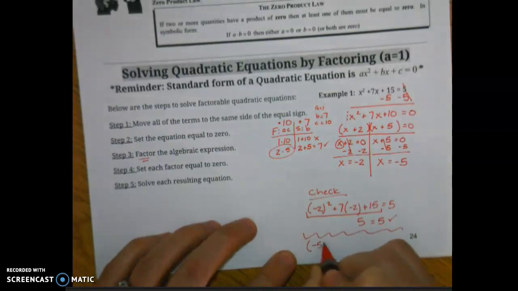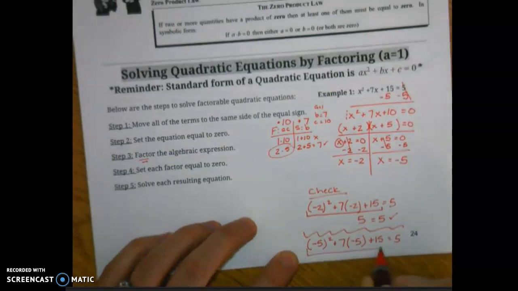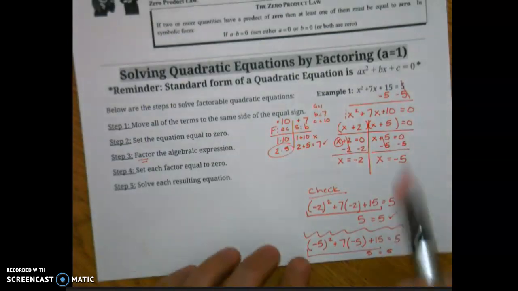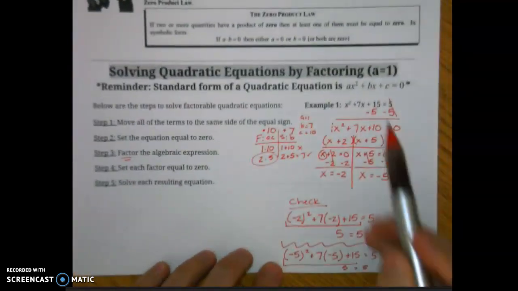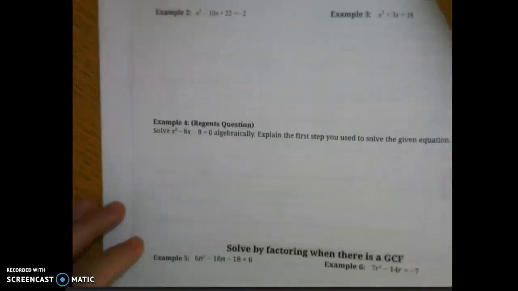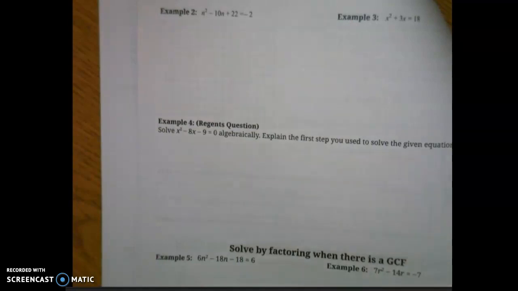So you do negative 5 squared plus 7 times negative 5 plus 15, and you should also get 5. So if you type this into your calculator, you're going to get 5. Okay, so with quadratic equations, sometimes we have 2 values that make the equation true. So what I want you to do is turn the page and try example 2. I'm going to pause the video, and when you're done, unpause and check your answer.